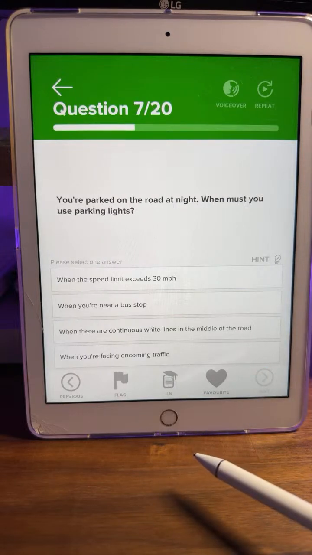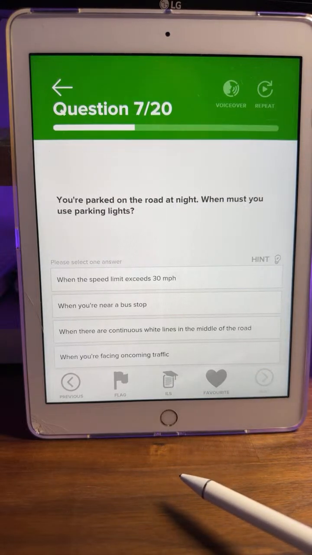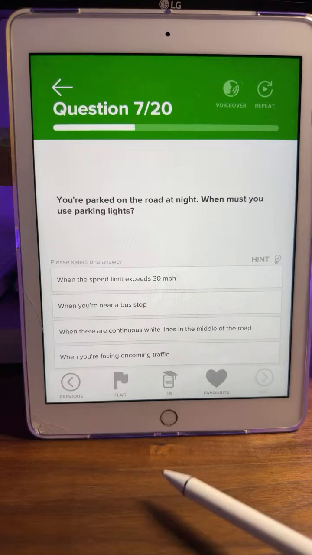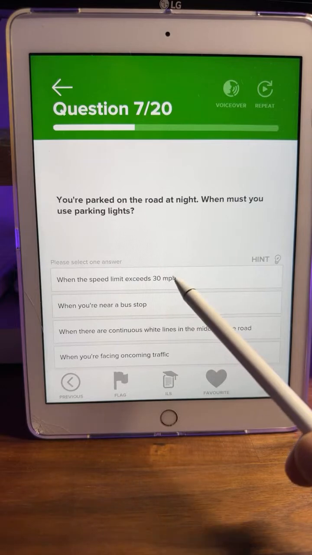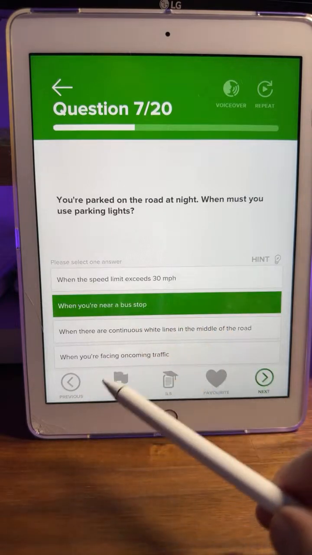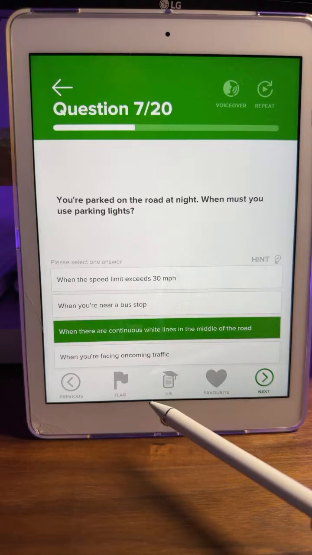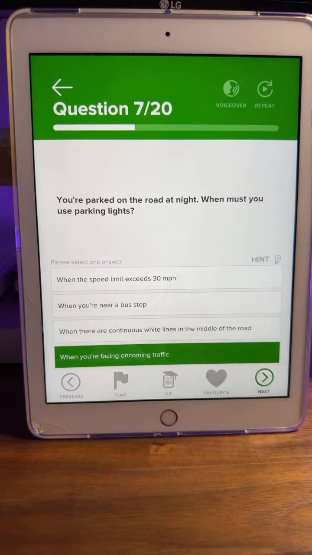Okay, question 7. You're parked on the road at night. When must you use parking lights? Is it when the vehicle exceeds 30 miles an hour, when you're near a bus stop, when there are continuous white lines in the middle of the road, or when you're facing oncoming traffic? A, B, C, or D?